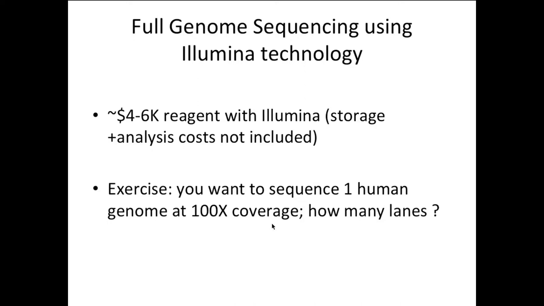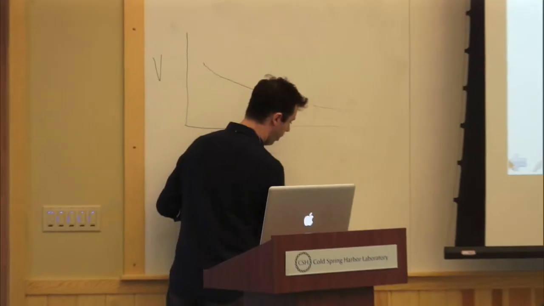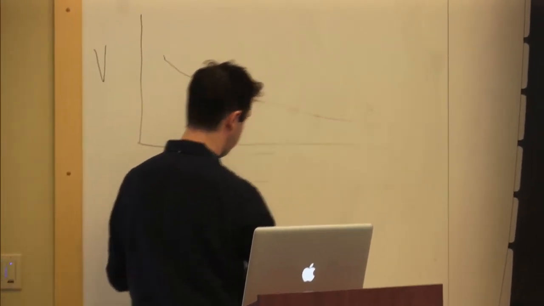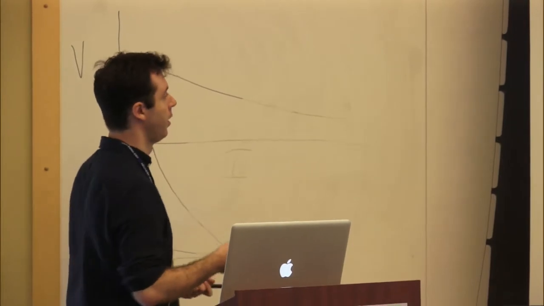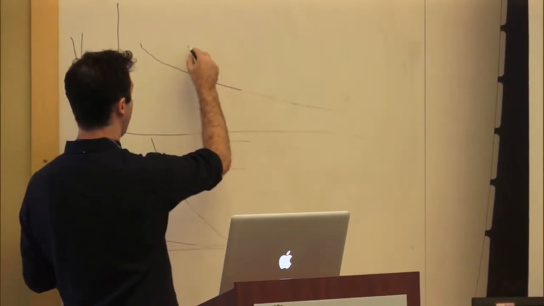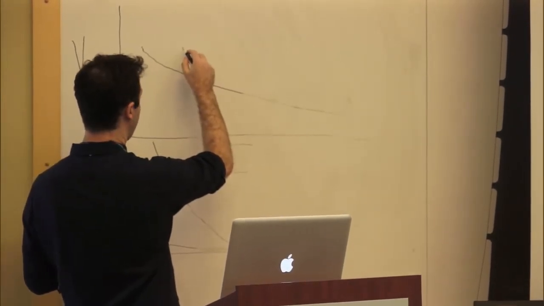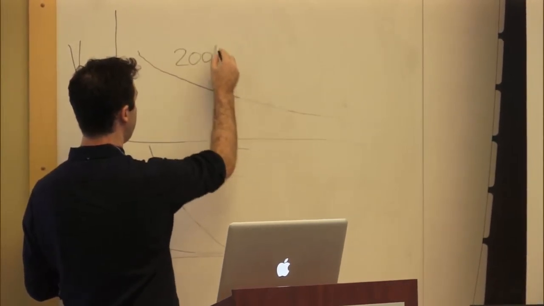This is the target. So basically, average is like this. It's how much you want to sequence, or how much you're sequencing. Okay. So let's say this is 200 billion reads per lane.